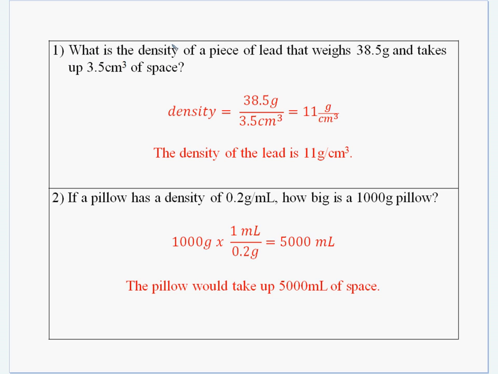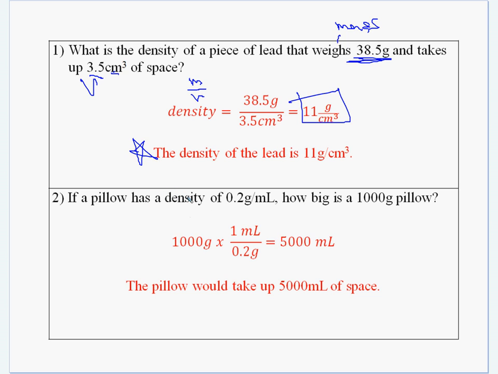Great. Number one, what is the density of a piece of lead that weighs, so this is the mass, 38.5 grams, and takes up 3.5 centimeter cubed of space? So this is the volume. Well, I know density is mass over volume, so I just take mass divided by volume, do my long division, and we get the answer. I think it's interesting. Look, they write in a sentence, the density of the lead is 11 grams per centimeter cubed. I like how they write that in a sentence. You should do that when you write answers so that I understand you actually know what it means.